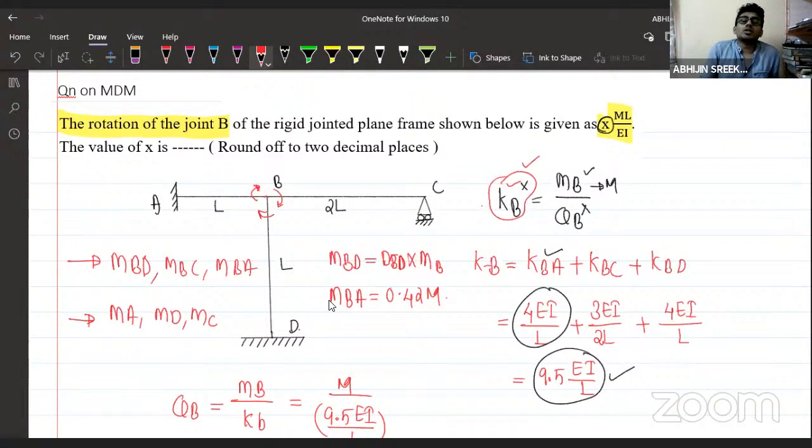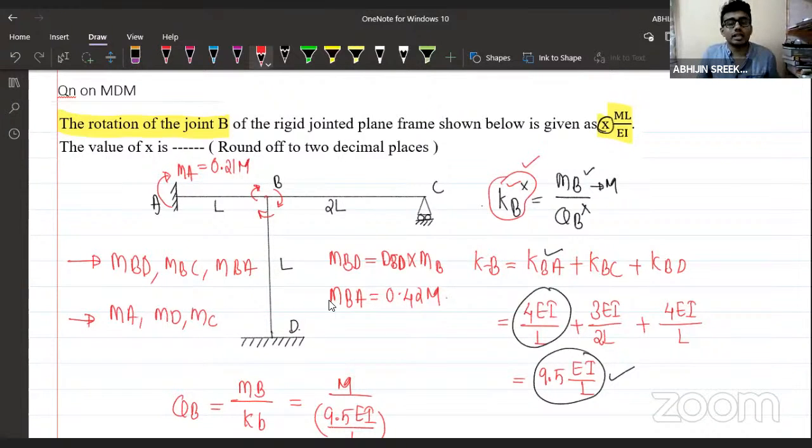And remember, based on the far end conditions, some of the moment transferred to member BA will also occur at the end joint A, which is known as carried over moment. Generally, this is the moment applied, this is the moment transferred, and this one is the moment carried over, based on the far end condition. If the far end is fixed, half of the moment will be carried over. It will be 0.21 M. Getting the concept? That is the carryover factor. Clear? Such concepts are also possible from this question.